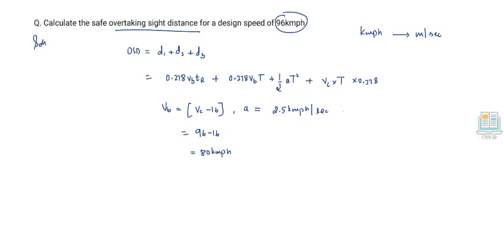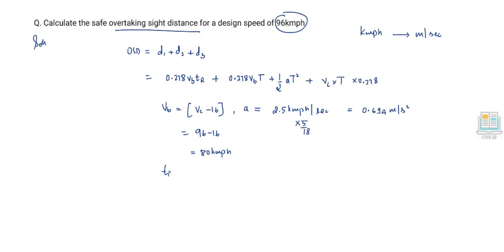Okay, now let's convert this into meters per second square. So this shall be just multiplied by 5 by 18. Suppose if it is in meters per second square, and you have to convert it into kilometers per hour per second, then you have to do the reciprocal of this, as 18 by 5. So this will be equal to 0.694 meter per second square.